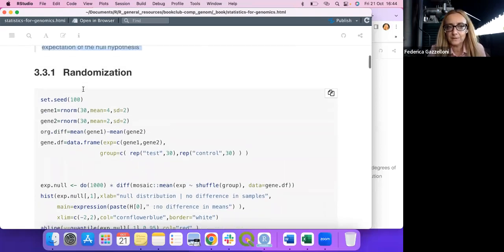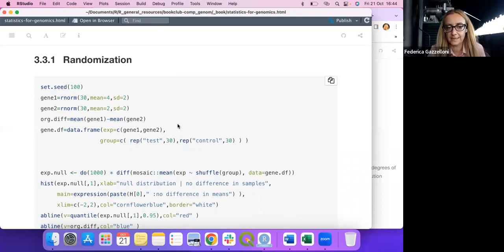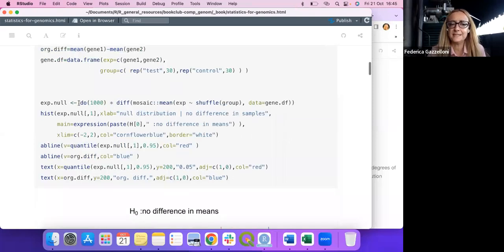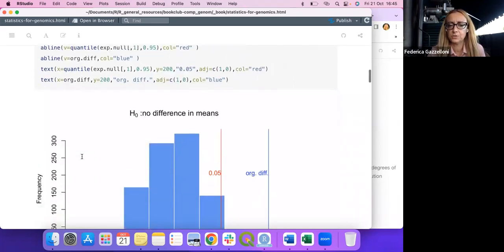Here there is an example. They use randomization again, because it's like testing on new data. They replicate two types of genes with a random normal with different means. Then they compute the mean difference and set up two groups, test and control. Basically, the same as before, we do some resampling and a histogram to see what happened.